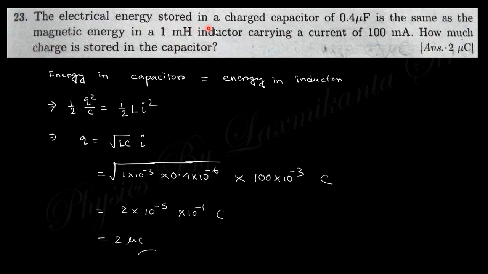The electrical energy stored in a charged capacitor of 0.4 microfarad is the same as the magnetic energy in a 1 millihenry inductor carrying a current like that. So this is the energy of the capacitor and this is the energy of the inductor. By rearranging them, we get the charge of this capacitor as root under LC times I. So put in the values of L, C and I, and we will get the answer. The charge on the capacitor will be 2 microcoulomb. Go to the next question.